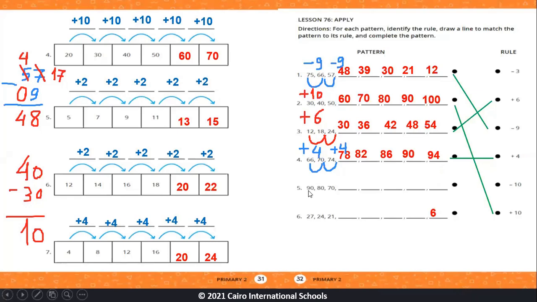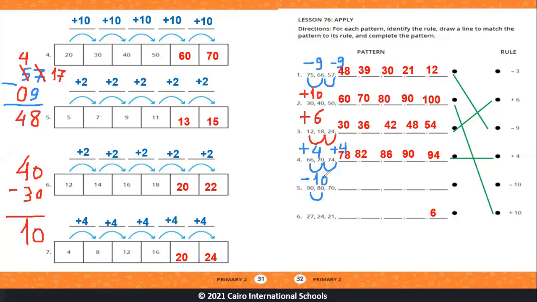Now, question number 5. 90, 80, 70. Is the pattern an increasing pattern or a decreasing pattern? It's a decreasing pattern. Why? Because numbers are getting smaller. So we will write minus because it's decreasing. Minus what, Miss Nada? Subtract each two consecutive numbers. 90 minus 80. Count from small number to big number. After 80, 81, 82, 83, 84, 85, 86, 87, 88, 89, 90. So each time we are subtracting 10.